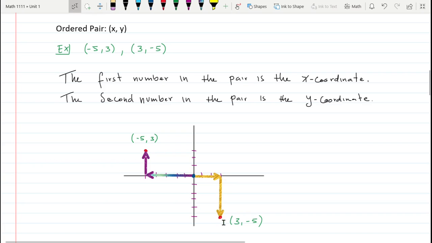And so this is a good example that shows us that even though they have the same digits, if we swap the order, we end up in different locations, and that's why it's called an ordered pair, because order matters. Okay, so (x, y): the first number tells us the left and right distance away from 0, and the second number tells us the up and down distance away from 0.